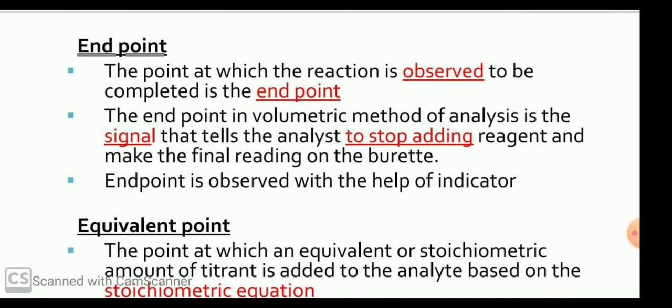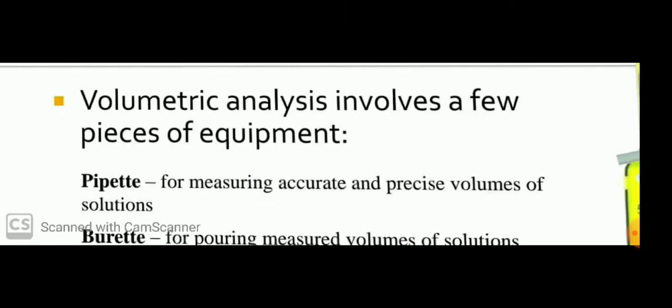Next is the end point. The point at which the reaction is observed to be completed is the end point. The end point of a volumetric method of analysis is the signal that tells the analyst to stop adding reagent and make the final reading on the burette. The end point is observed with the help of an indicator. The equivalence point is the point at which an equivalent stoichiometric amount of titrant is added to the analyte, based on the stoichiometric equation.